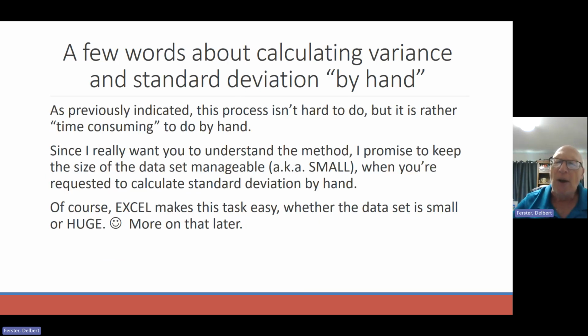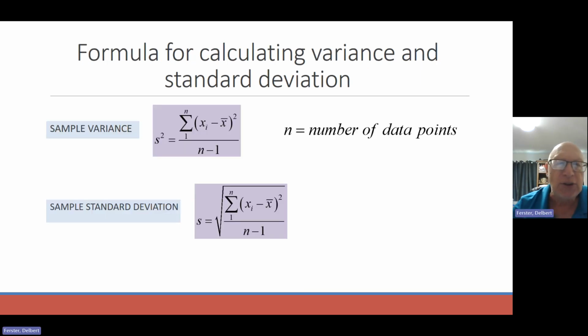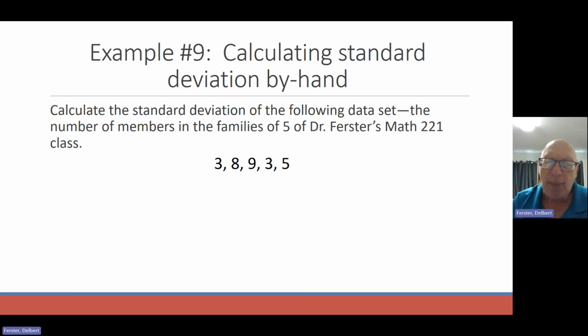So I want to do one by hand, so you see the process. My pledge to you is I'm never going to ask you to do this with a cumbersomely large data set. If you have to do it with a cumbersomely large data set, welcome to Excel. So there's us. We're finding variance, and then standard deviation is just the square root. All right, so let's go into a problem and walk our way through. As promised, it's a small data set. We have 5 people. We got a 3, an 8, a 9, a 3, and a 5. And we've been asked to calculate the standard deviation by hand for that sample.